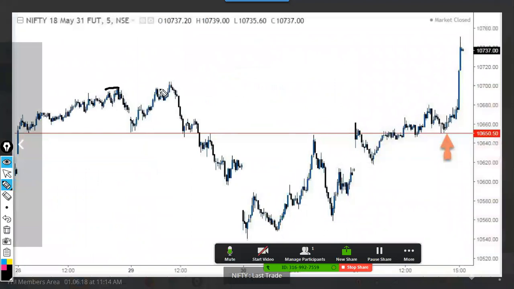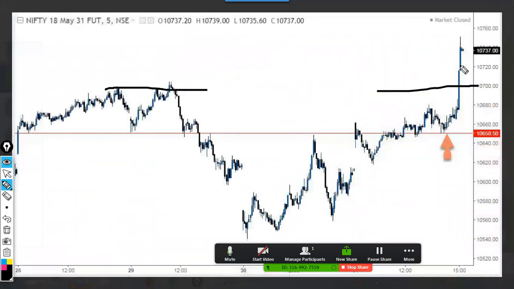So this was our first target here, you see, and this was the overall move. This was a May contract, so at the end of the day we had to exit this trade here. This was around 315 I guess, around the 10,740 area.